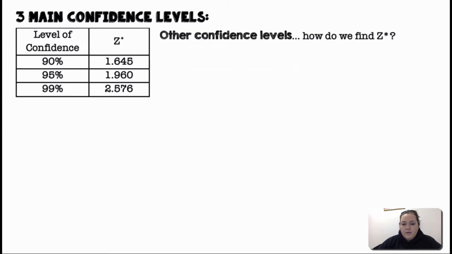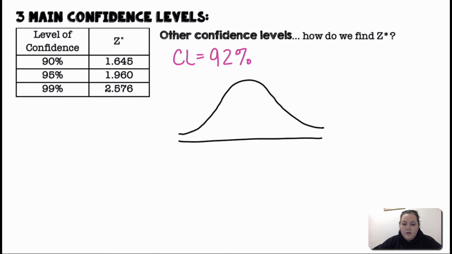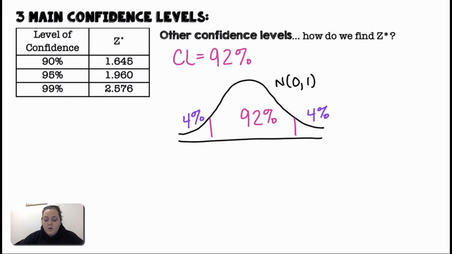Other confidence levels. So how do we find z star if it's not one of those that we're going to have memorized? Let's find it when the confidence level is 92%. Let's figure out the z star, the critical value. I'm working with a normal distribution. 92% is in the middle there. Well, that would mean I have 8% remaining, so 4% on both tails. This is a normal distribution with a mean of 0 and a standard deviation of 1, so a standardized normal curve, which is what we use for z-scores.